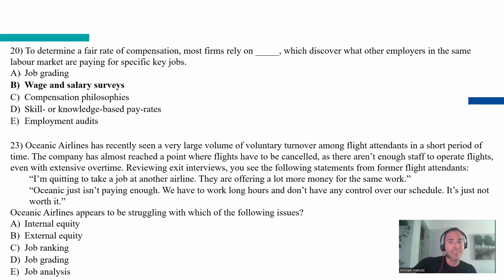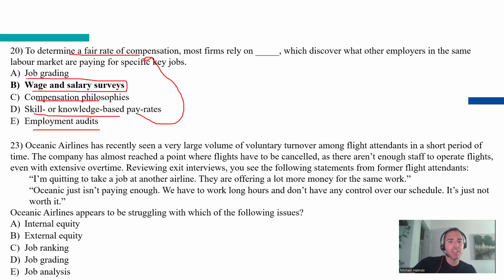Job grading, no, because job grading is all about trying to establish, kind of like job evaluation, the grade or the value of jobs within your organization. Okay, we'll skip over wage curves for now. Compensation philosophies, this is how you're paying people, like the overall approach. Is it paid for performance? Is it paid based on seniority, things like that? Skill and knowledge-based pay rates is kind of like talking about how, while you're trying to figure out a fair rate, you can pay people by skills or knowledge. So it doesn't really establish what firms rely on in employment audits. Just no.